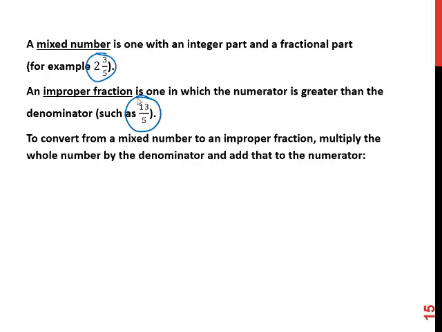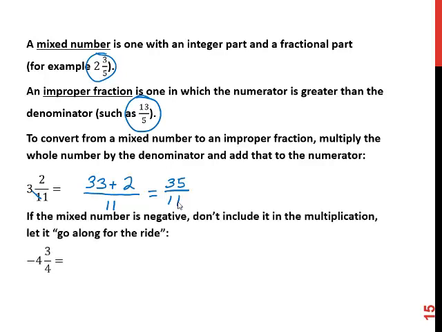To convert from a mixed number to an improper fraction, we're going to multiply the whole number by the denominator and then add that to the numerator. For example, with 3 and 2 11ths, we're going to multiply the 3 times the 11 to get 33, and then we're going to add the 33 to the numerator. And so we get 33 plus 2 is 35 11ths. And we're done. We have converted the mixed number to an improper fraction.